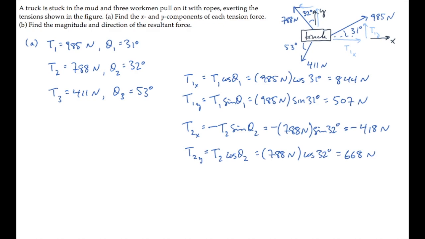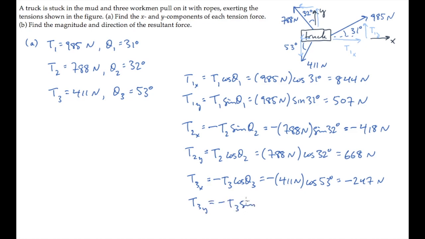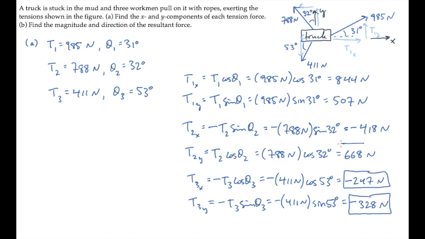The components of T3 are shown here. They're both negative. The x component is minus T3 cos theta 3, working out to minus 247 newtons. And the y component is minus T3 sine theta 3, which equals minus 328 newtons. So that solves part A, finding the components of each of those forces.